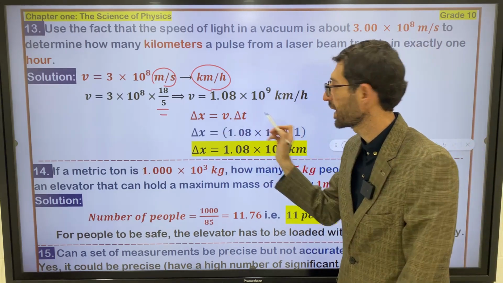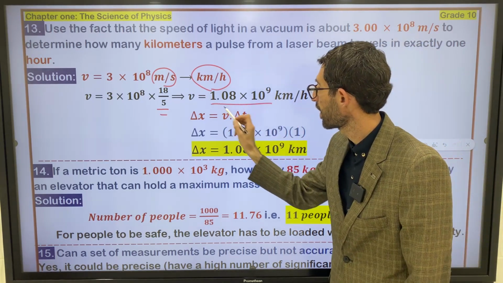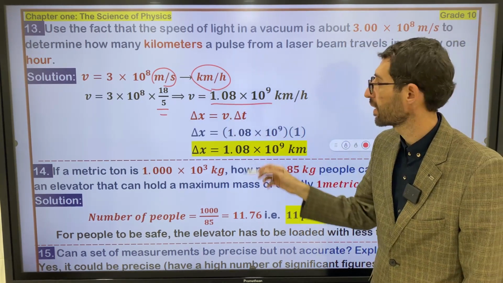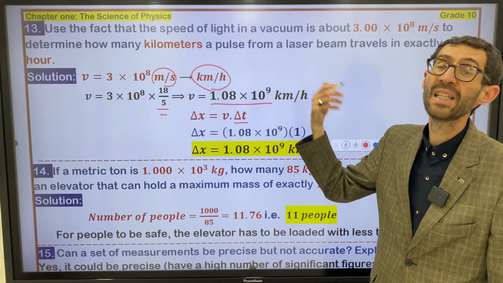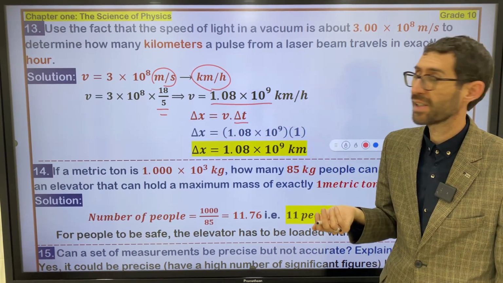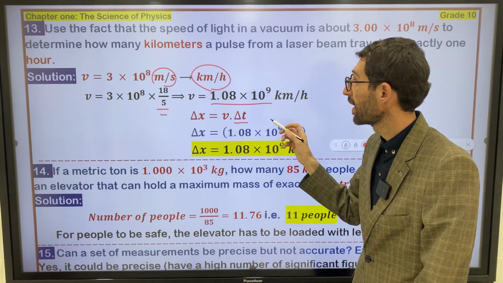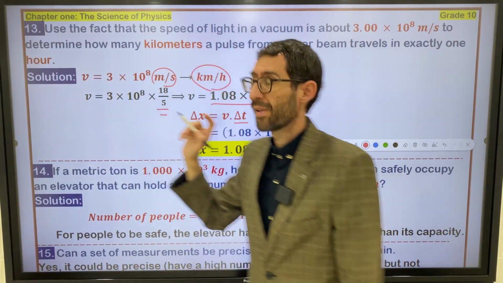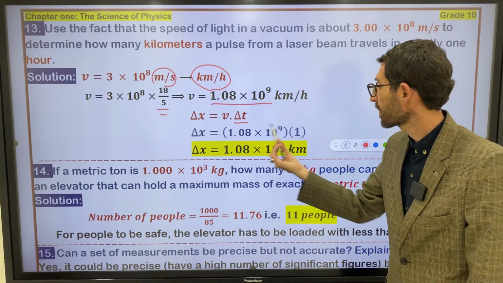Delta x is equal to v delta t. We found v. Put this value instead of velocity here and multiply by delta t. The question gave it to us, actually. It says 1 hour. So instead of delta t, you have to write 1. Multiply these numbers.